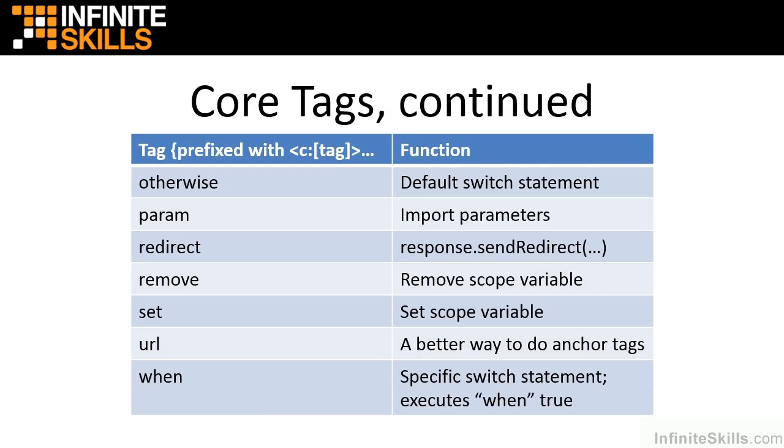We have C-remove and C-set, which work in conjunction to add or remove variables into any scope, such as our page context was with our expression language that we learned last section. And we have C-url, which is essentially a nice way to do some anchor tags with some different programming right there in our code. And when is the specific conditions that we'll use in our switch-like statement on our pages. So when true, this will be executed, and then our default, of course, is otherwise.